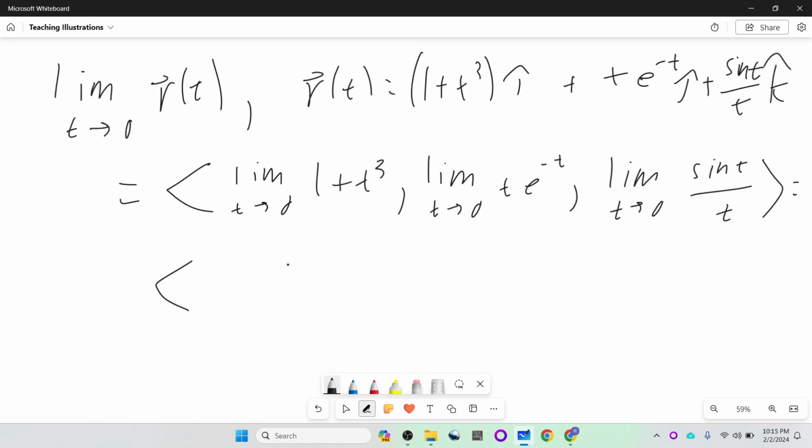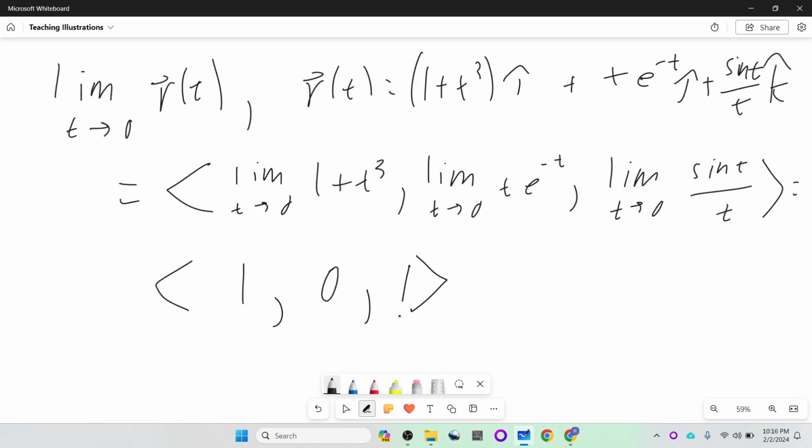Okay, so let's go through it. First one is 1, because you just plug in 0 for t. Second one, you just plug in 0 for t. You get 0 times e to the 0, which is 1, so 0 times 1 is 0. Third one, sine of 0 over 0, is undefined. As t approaches 0, it actually comes out to 1. That is one of the limits you're supposed to memorize in Calculus 1.